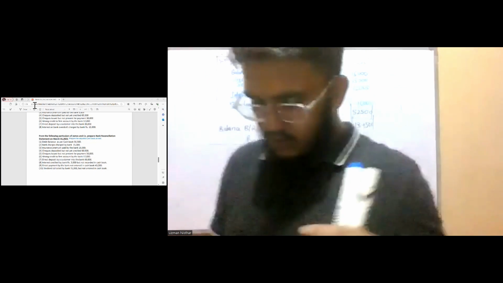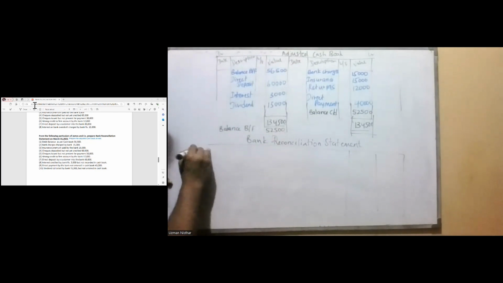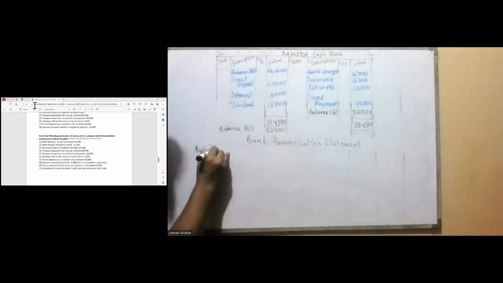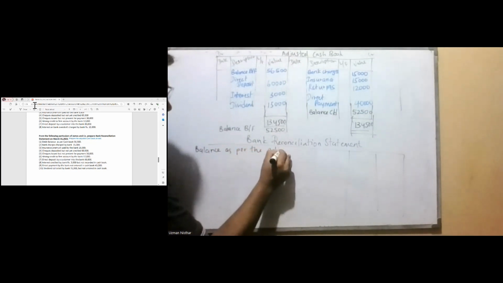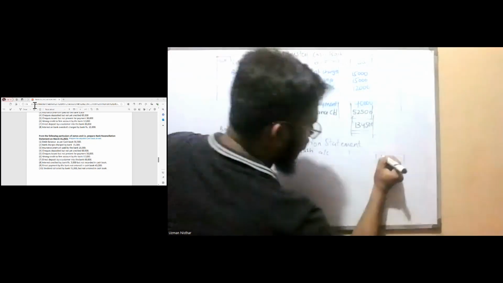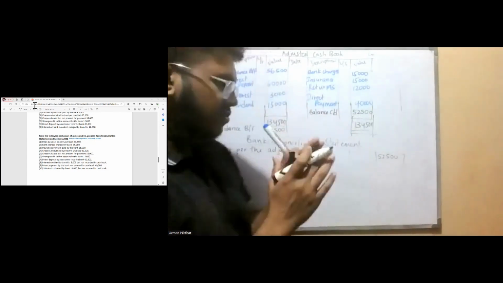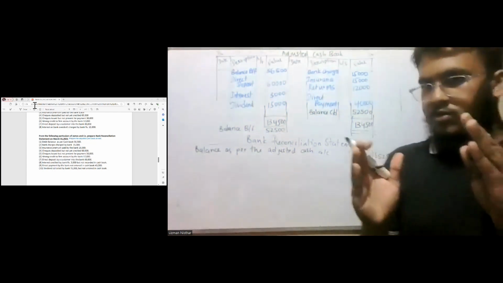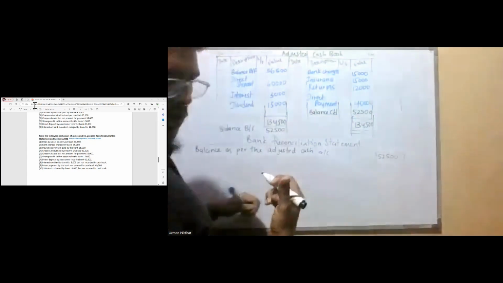Okay, so let's move on and do the bank reconciliation statement. Because we have a debit balance as per the adjusted cash account, we have 52,500. Because it's a debit balance, no need to include it in brackets. If there is a credit balance, it's a must, because to show it as a credit balance, you should include it inside a bracket.